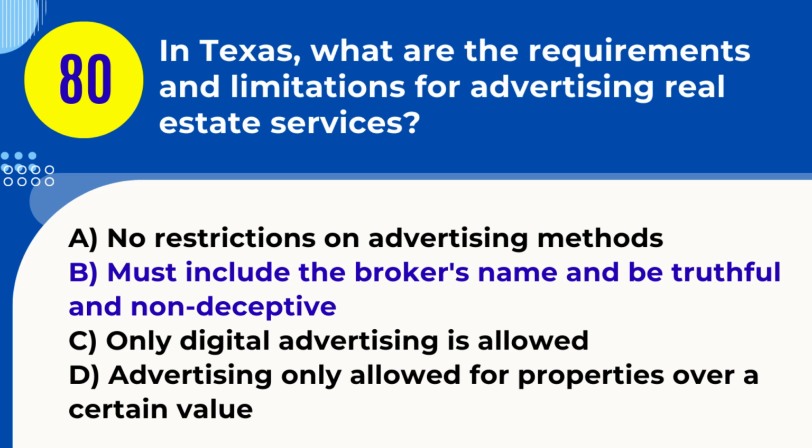Answer. B. Must include the broker's name and be truthful and non-deceptive. Explanation. In Texas, advertising real estate services must include the name of the broker and adhere to standards of truthfulness and non-deception. This ensures transparency and fairness in real estate marketing and protects consumers from misleading information.